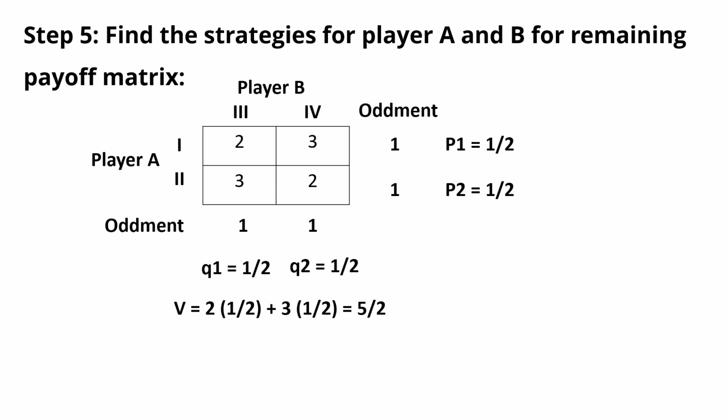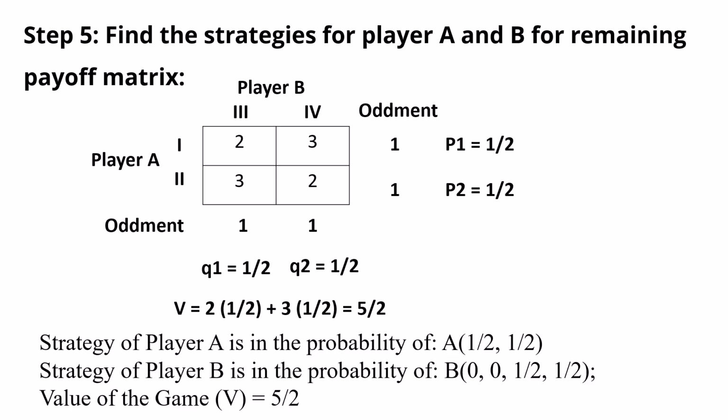So now the value of the game will be 2 into 1 by 2 plus 3 into 1 by 2, that will be 5 by 2. That is how we get the value of the game. Finally, the strategy of player A has probabilities 1 by 2, 1 by 2, and the strategy of player B is 0, 0, 1 by 2, 1 by 2, because the first and second strategies are not counted here. So that is how I get the probabilities, and the value of the game will be 5 by 2. Thank you.